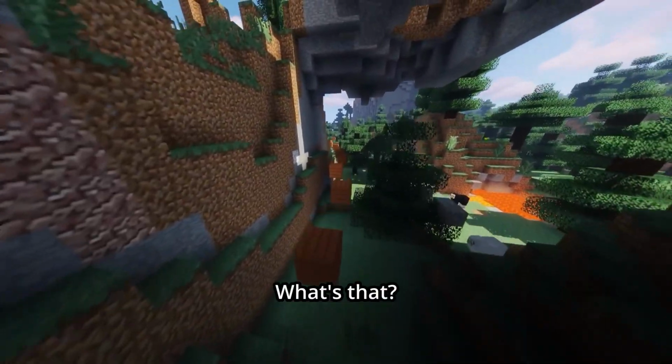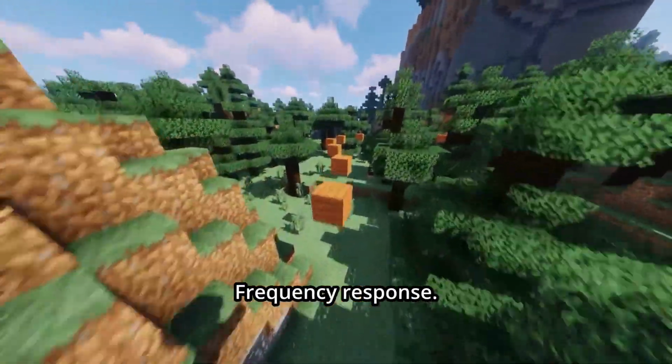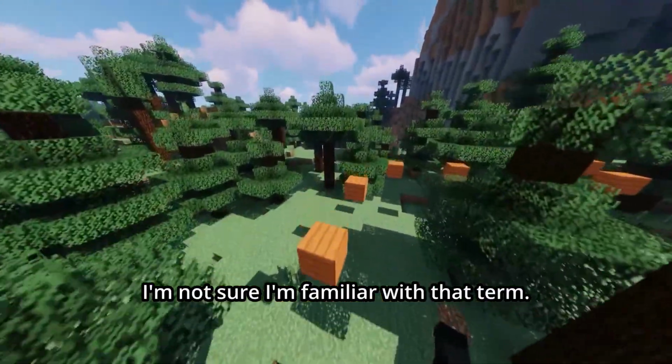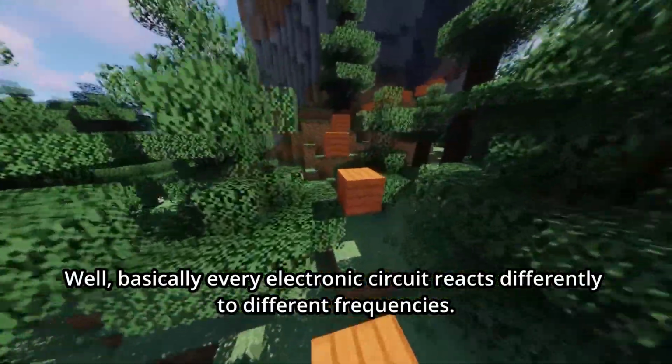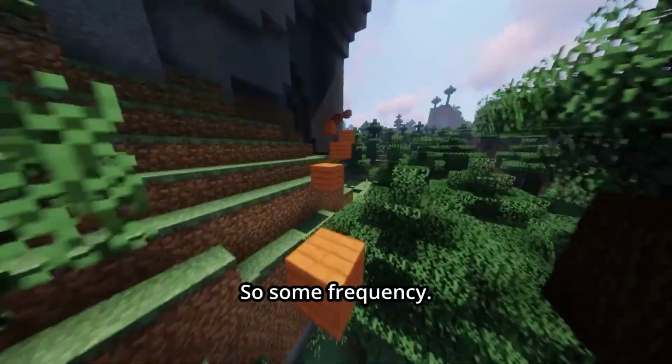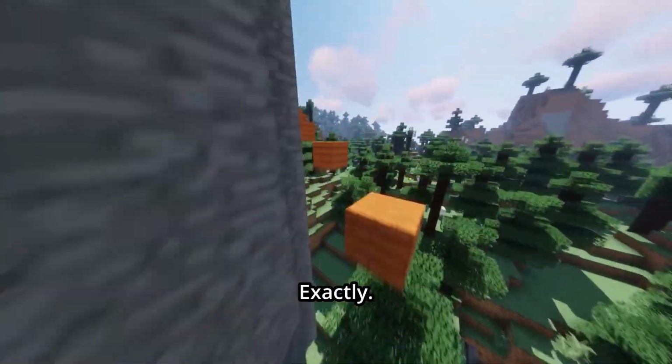It's all about analyzing a circuit's frequency response. I'm not sure I'm familiar with that term. Well, basically, every electronic circuit reacts differently to different frequencies. So some frequencies pass through easily and others are blocked. Exactly. Some might get amplified, some might get attenuated.